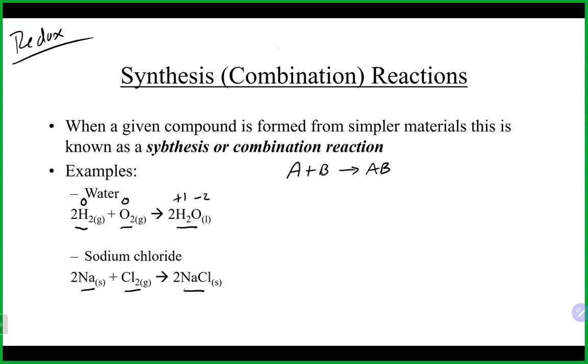So again, if we go to our little number line here, we see the hydrogen is starting at 0 on the left and ending at +1 on the right. So it's becoming more positive, which means the hydrogen here is going through oxidation. The oxygen on the left is starting at 0 and ending at -2. So becoming more negative and going through reduction.